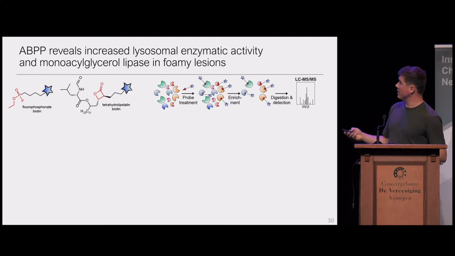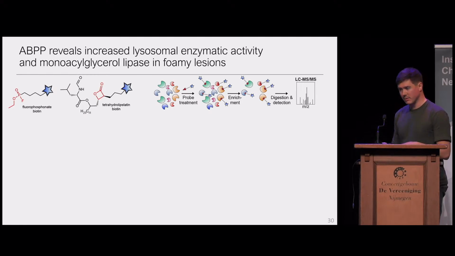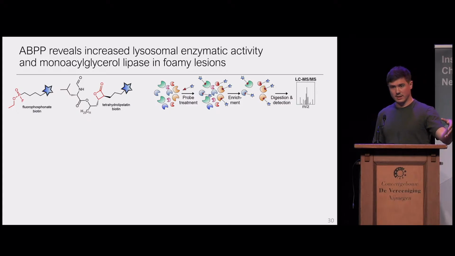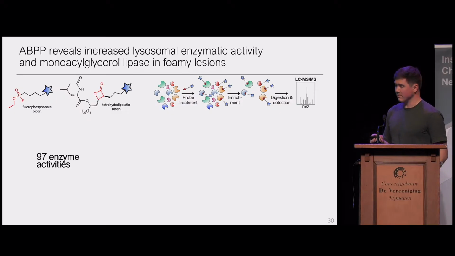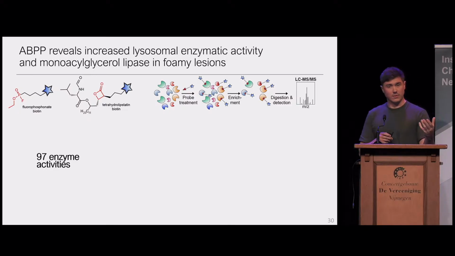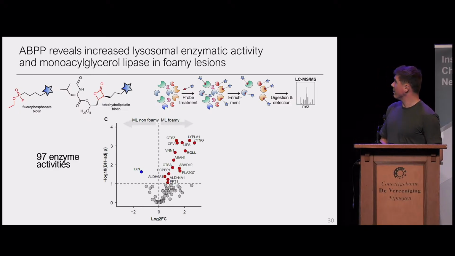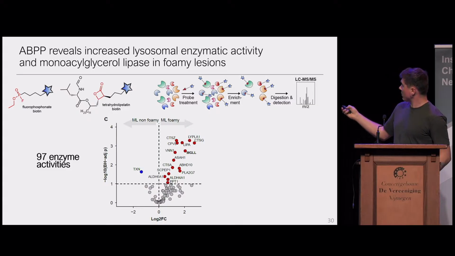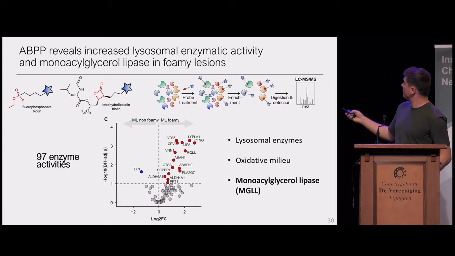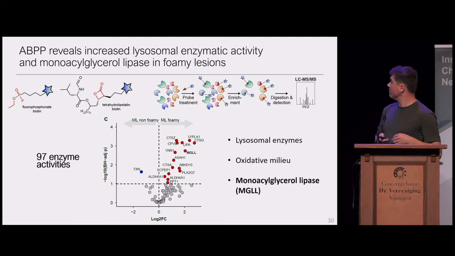And what we can do then, using probes like this, is enrich the active enzymes from a mixture, analyze them by mass spectrometry, and get a view of the metabolic enzymes in these MS lesions. So we did that, identified 97 enzyme activities, and then compared foamy to non-foamy containing lesions, and found that many metabolic enzyme activities were higher in these lesions containing foamy microglia. Interestingly, the lysosomal enzymes were very prominent across this panel of enzymes, which matches the lysosomal phenotype we described previously.